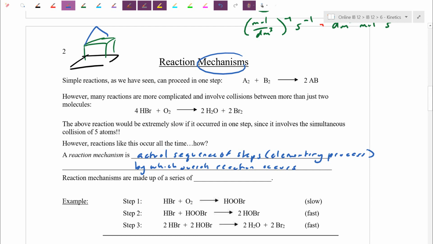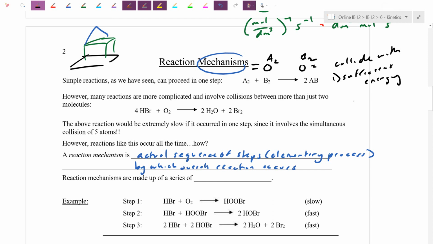So simple reactions, as we have seen, can proceed in one step. Essentially A2 and B2, let's actually write this down in words here. A2 and B2, right, those should be diatomic. These guys here just have to collide. Collision theory says they have to interact. They have to collide with our two features here. They have to collide with sufficient energy. They have to be able to overcome that activation barrier, and they have to collide with a favorable geometry. They have to collide with the correct angle of hit.